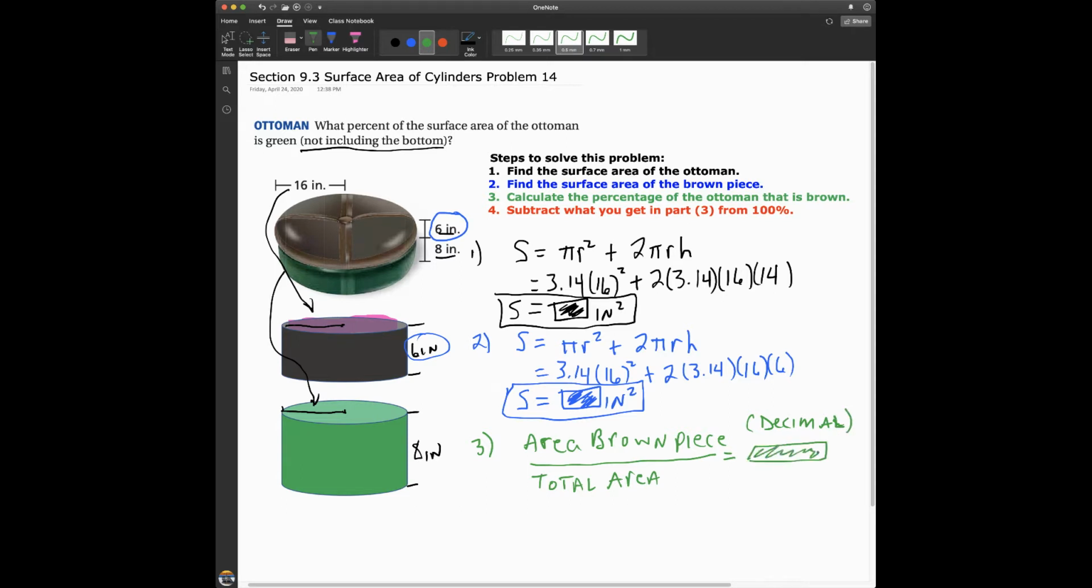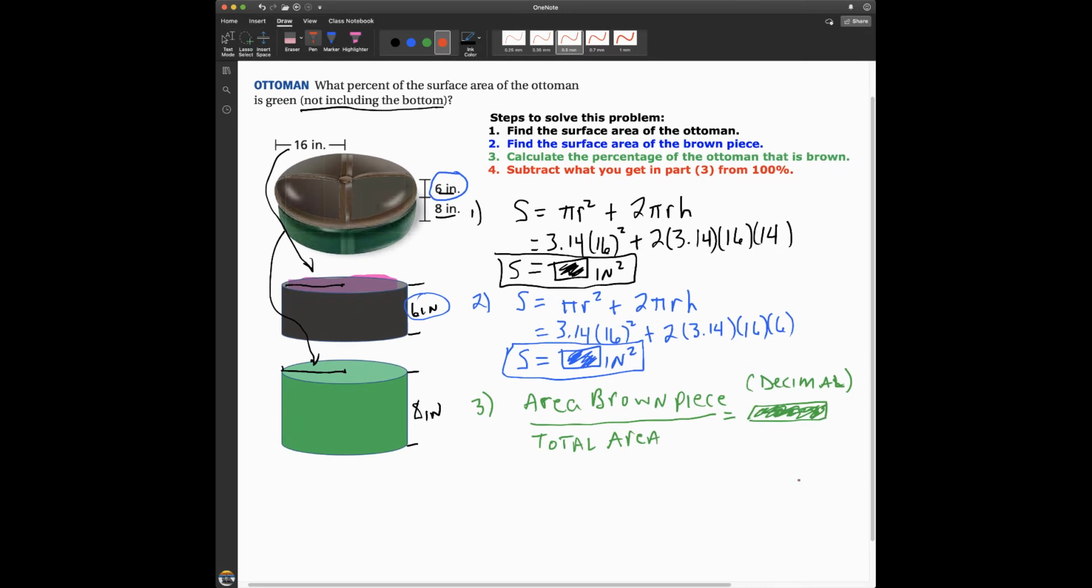You can turn a decimal into a percent by moving the decimal which direction. I leave that to you to remember. We learned that in chapter 6. All right, so the last part of this problem is just a subtraction problem.